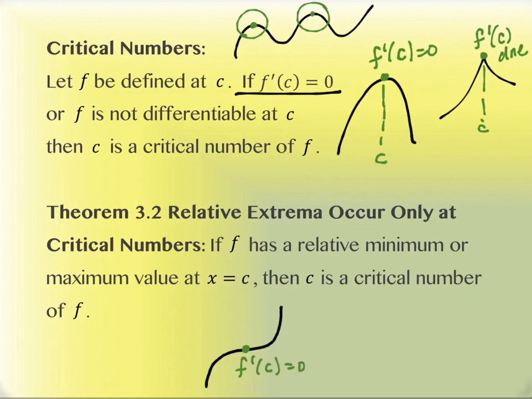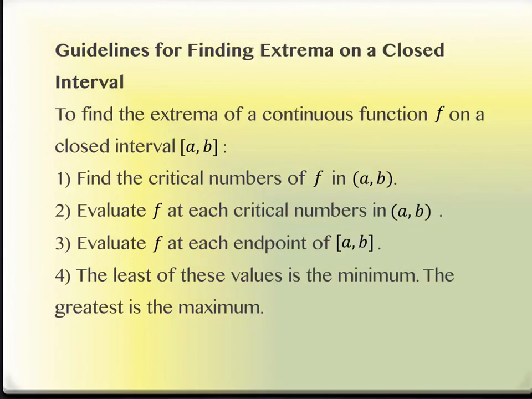So it works in one direction, but it doesn't work in the other. I don't always get peaks and valleys from all places where I have derivatives of 0. I just have potential peaks and valleys. So there are some conditions and some guidelines for finding these peaks and valleys, these extrema points on closed intervals.